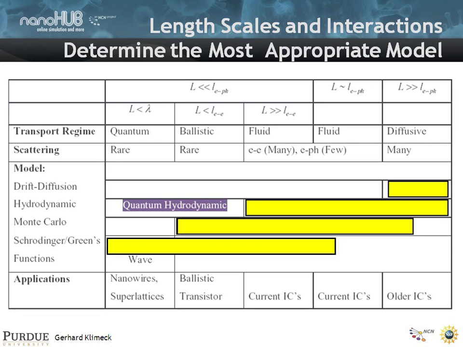But as you make devices comparable to the electron-phonon length, you need to consider other methodologies like this hydrodynamic model, and as you go smaller, compared to the electron-electron interaction lengths, you end up having to do Boltzmann type solutions. And really, we're approaching the limit where either the wavelength of the electrons is comparable or even larger than the device lengths. And that means you really have to consider quantum transport approaches as we deal with nanowires or superlattices and these ballistic transistors.